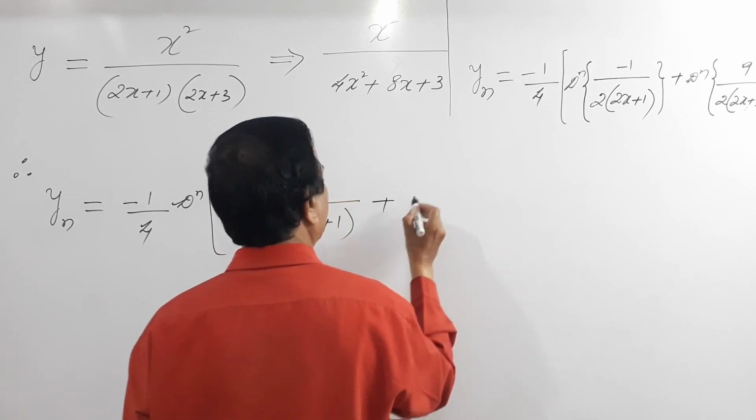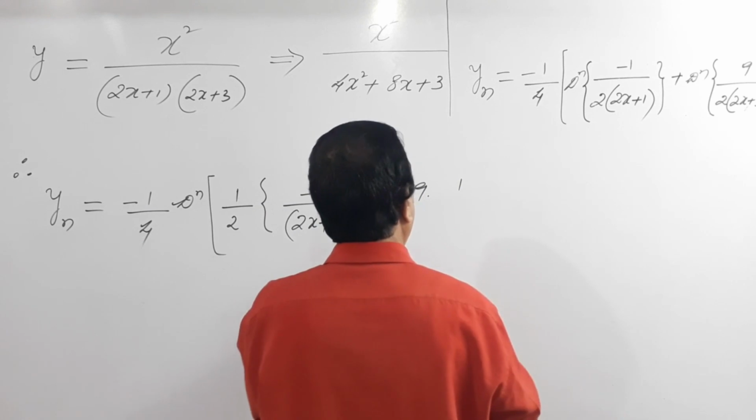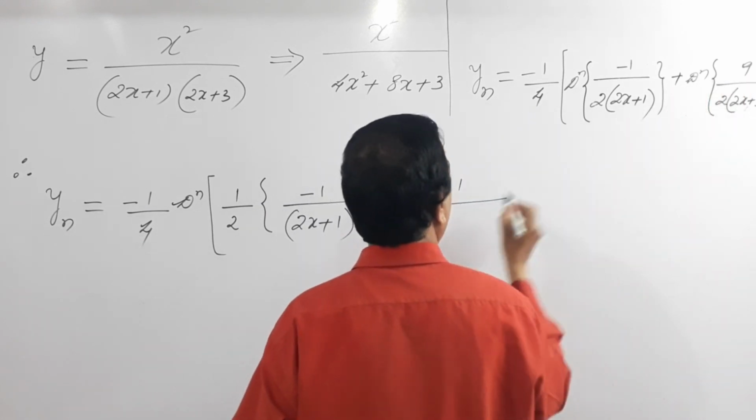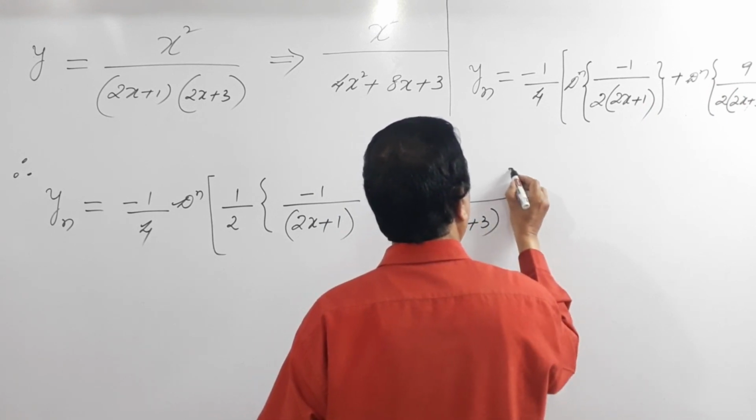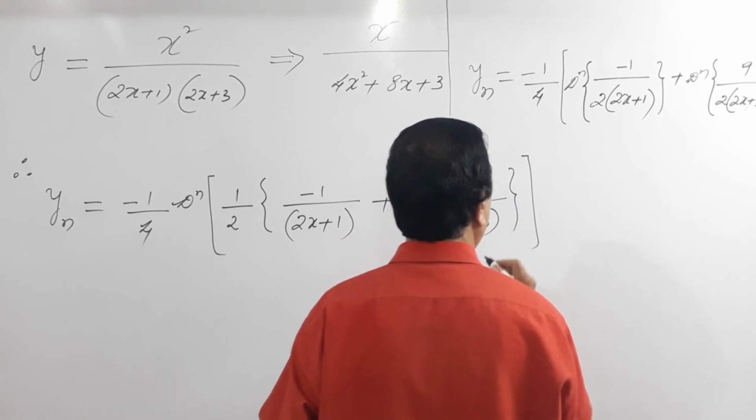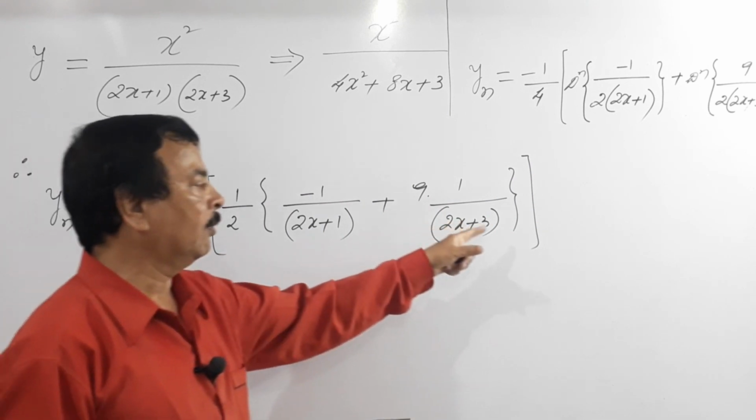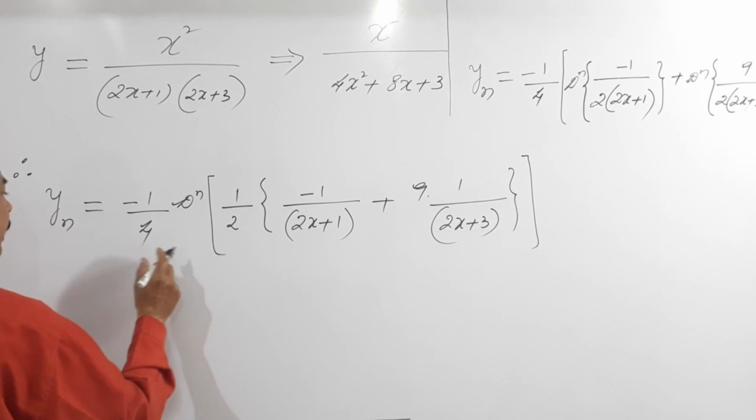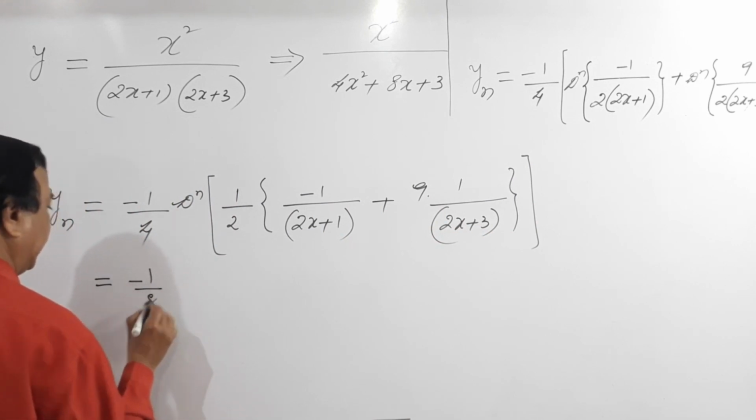plus 9 into 1 by, I will take 9 outside, this will be 2x plus 3, close the lower bracket and close the square bracket, done. So what happens here, this half is common for both, I will multiply this, so on the left hand side it becomes minus 1 by 8.